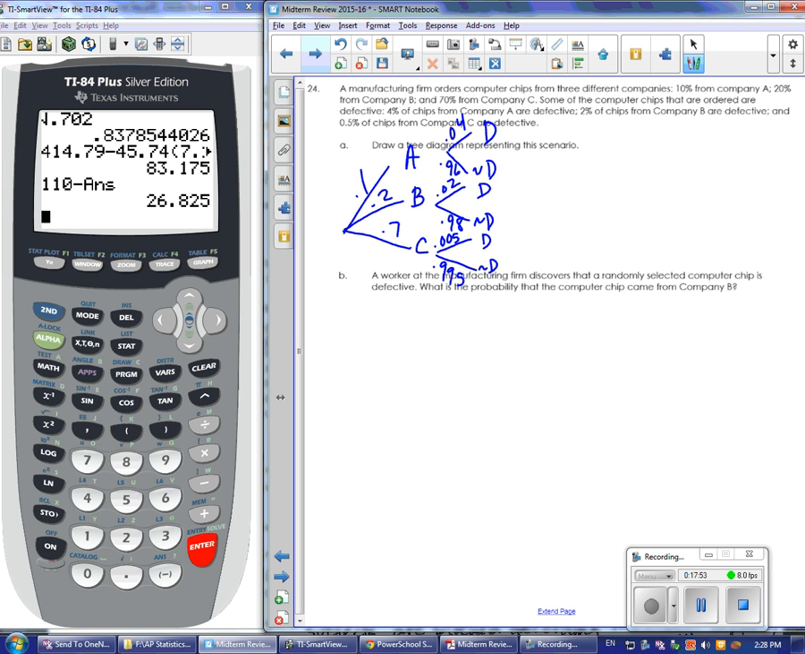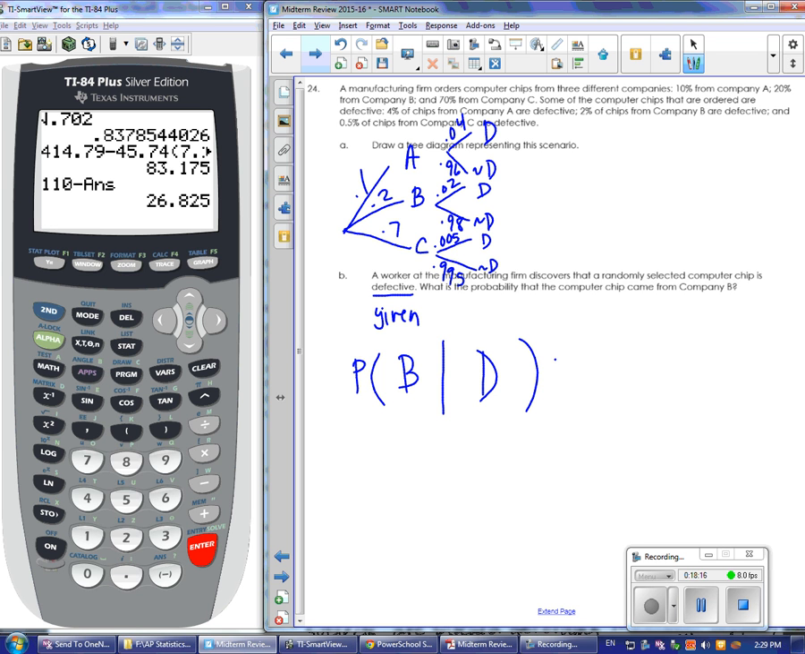Letter B, it says a worker at the manufacturing firm discovers that a randomly selected chip is defective. What's the probability that the computer chip came from company B? So if we know that it's defective, that's given. So this is a conditional probability. And so I know it's defective. I'm trying to find the probability that it comes from company B.